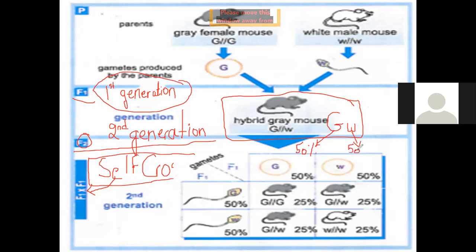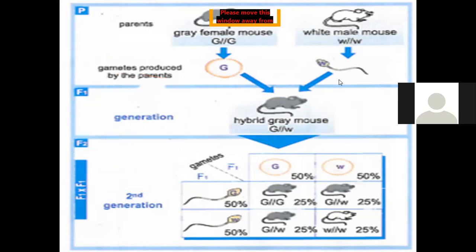Also, if we cross both of them, in the second one we will have 50% G and 50% W. This is the table of cross shown here. So the male gives 50% G, 50% W. And here we have 50% G and 50% W. Thank you, Muhammad, and thank you, Ali. Let's move now to the next slide.